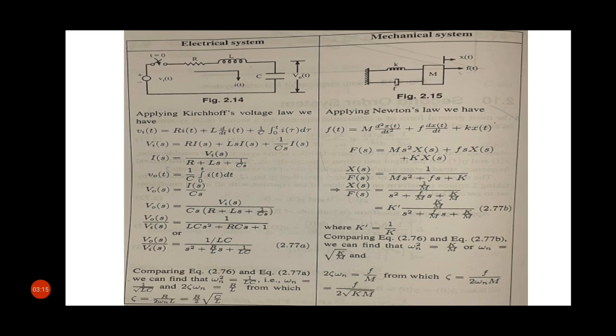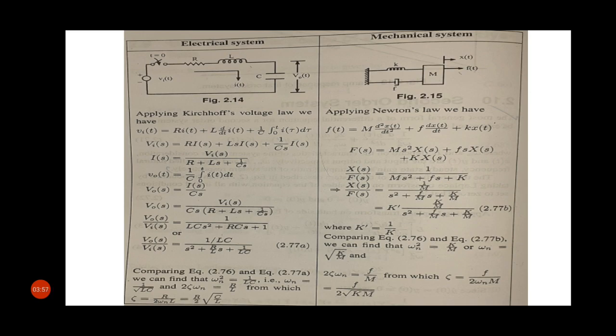Now we write the output equation. If we apply KVL on the output side, then we can write v0(t) equal to 1 by C integration of 0 to t i(t) dt. After applying Laplace transform, V0(s) equal to I(s) divided by C s. Now we put the value of I(s) in this output transform equation, and we find V0(s) equal to V i(s) divided by C s into R plus L s plus 1 by C s.